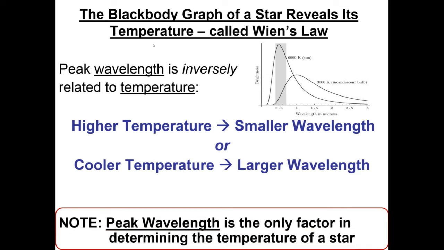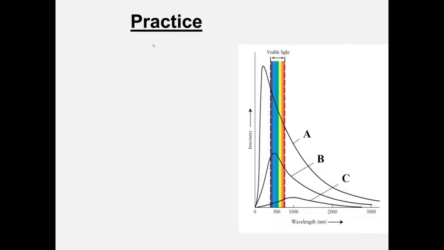So peak wavelength is the only factor in determining the temperature of a star. That's it. So if I get the spectrum of a star, all I have to do to figure out the temperature of the star, I don't have to fly out there and stick a thermometer in the thing, because I can't, so that's good. All I have to do is find a peak, and I'm done. That's it, all right? And this is what astronomers do. So let's check it out.